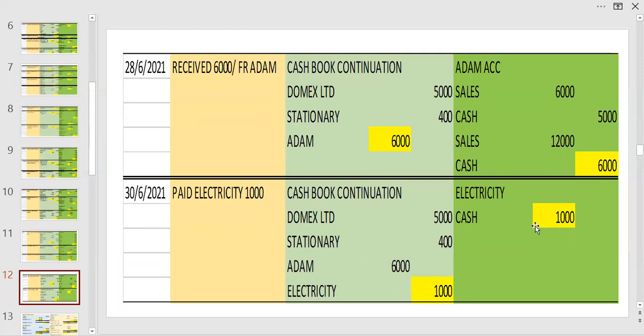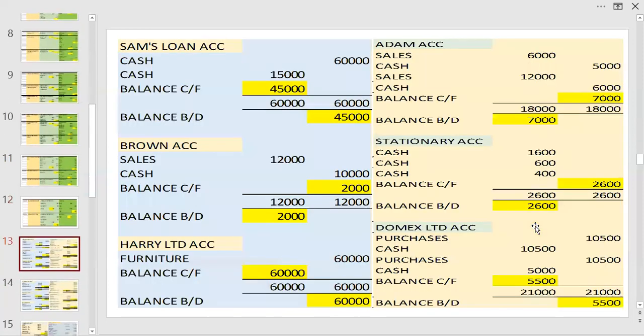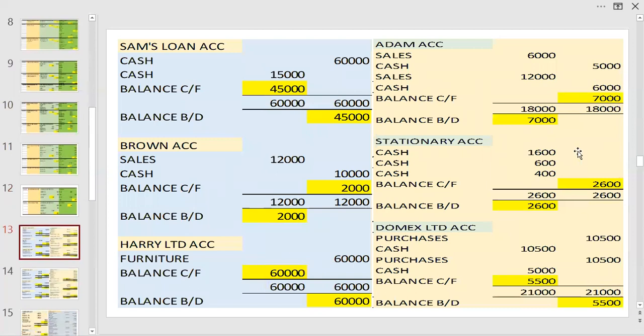The next part of the question is to extract a trial balance. So in order to extract a trial balance, first we will have to balance accounts. The way to balance an account, if you note Sam's loan account, first you will have to identify which side, either debit or credit, is more. In this account, credit is more, therefore you have to total the credit side first. On the other side, it's only 15,000. So the balancing figure is shown as carry forward and brought down.